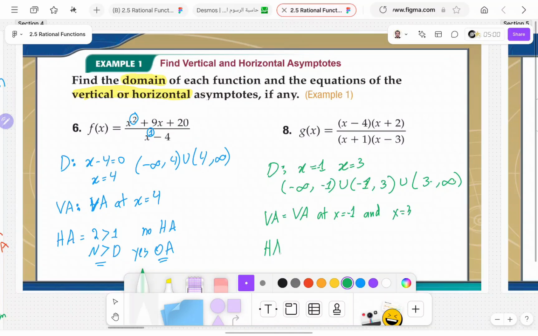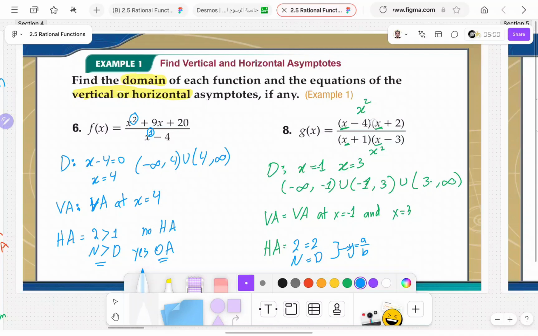What about the horizontal asymptote? For the horizontal asymptote, look at the degree. How many x's here? 1. How many x's here? I have 2 x's. How many x's here? I have 2 x's. Now, are the degrees the same? 2 is equal to 2. Because the numerator degree is equal to the denominator degree, the situation should be a over b.